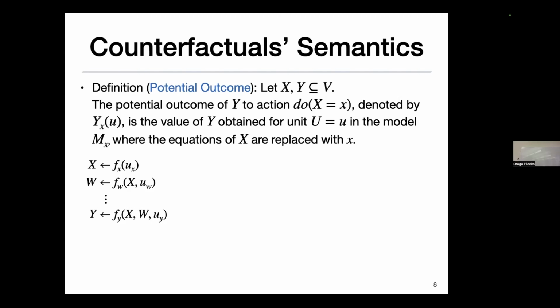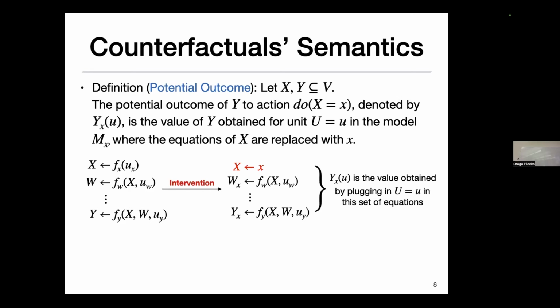So let's see what happens. We have our structural causal model that has the ground truth, the true mechanisms that are out there in reality. First, we intervene, we change something in the system, and in particular, the equation for X is replaced by a fixed value x. This possibly corresponds to some kind of intervention in the real world. Finally, to get the potential outcome, we plug the noise variables U into this set of equations, and we get the solution that we label Y sub x of u. This is the definition of a potential outcome.